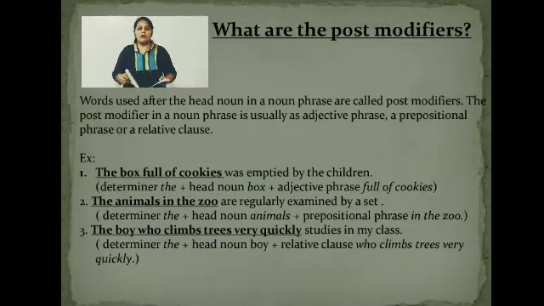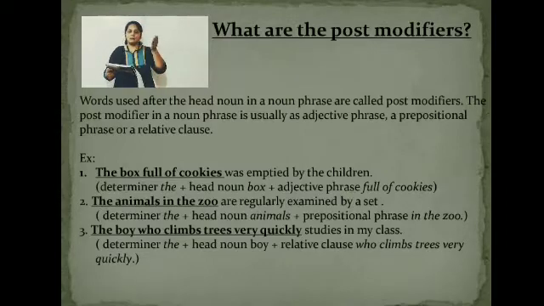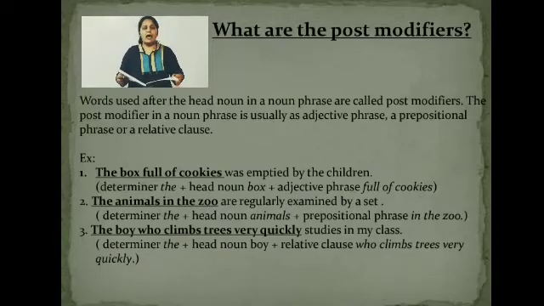Now in this we have a head noun. We are talking about the box which is full of cookies. So box is the head noun, and before that box a determiner is there, that is the, and after that we have full of cookies. Full of cookies is an adjective phrase. So here the post modifier is working as an adjective phrase in this sentence.